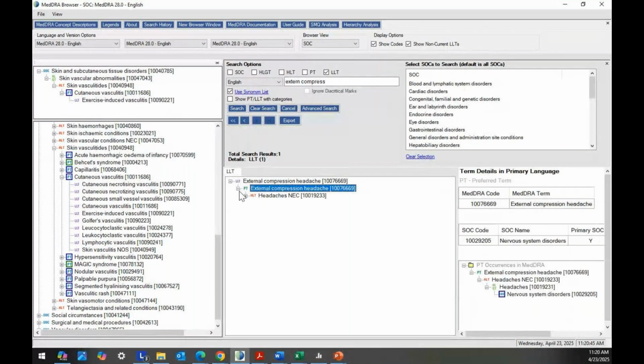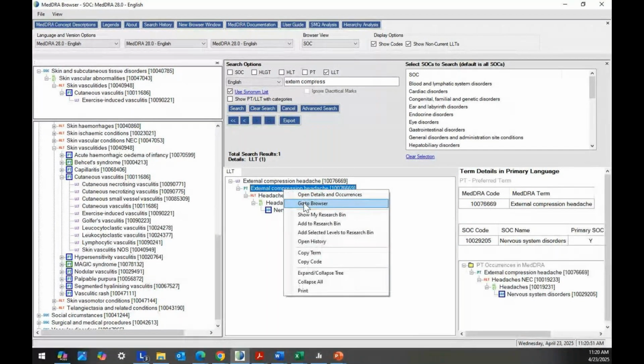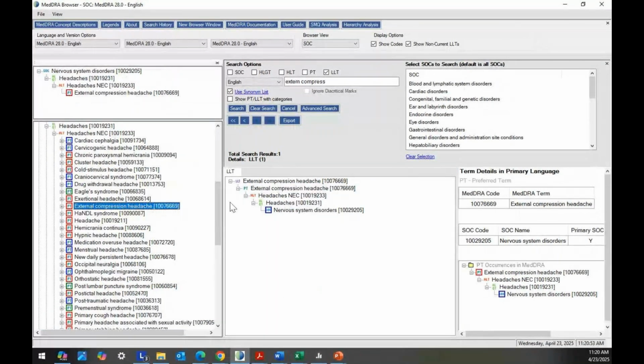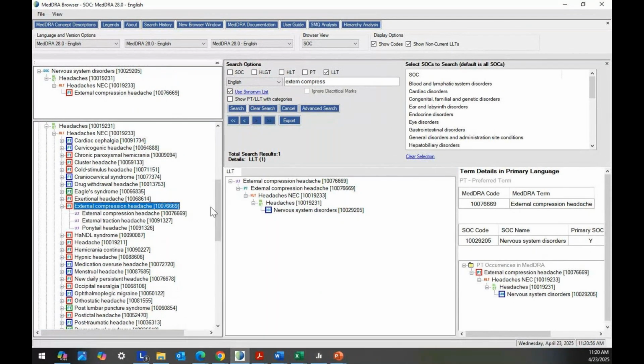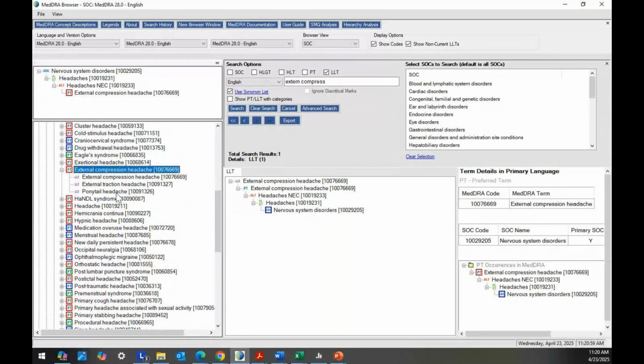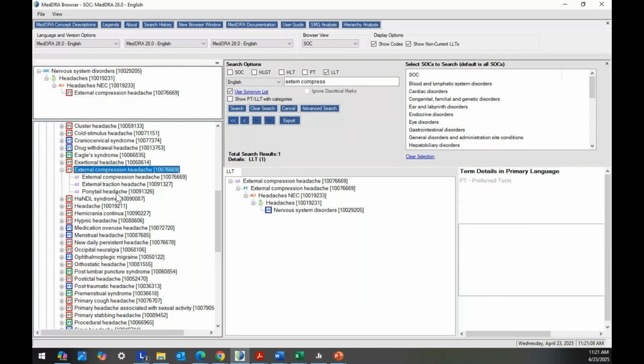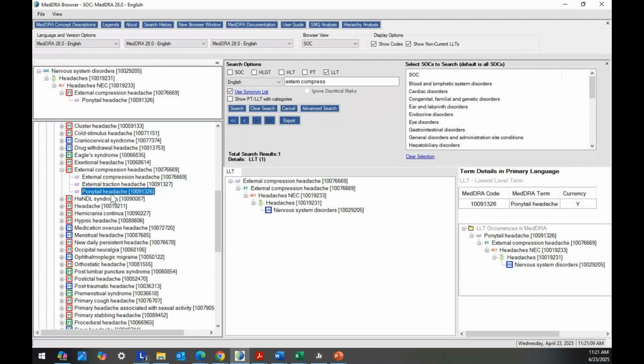Let me see what PT is there. Okay, so I'm going to go on the PT where it resides, external compression headache. I'm going to highlight it, go to the browser, and the left-hand side will show me all the LLTs under this PT. When I look at all the LLTs, I see external compression headache, external traction headache, and very surprisingly, I see an exact match, ponytail headache. This is exactly what's been described in my little narrative string. So I would ideally try to find the best, closest match to what has been reported, so I will use this LLT, ponytail headache, for my LLT choice.